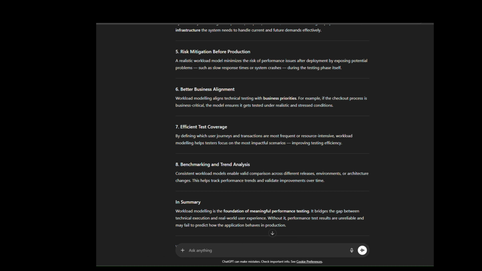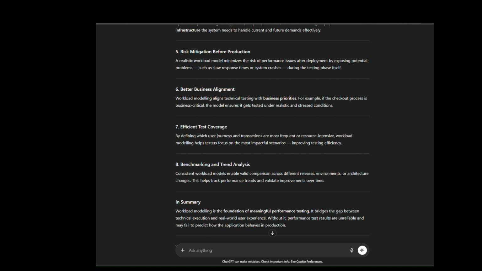7. Efficient test coverage. By defining which user journeys and transactions are most frequent or resource intensive, workload modeling helps testers focus on the most impactful scenarios, improving testing efficiency. 8. Benchmarking and trend analysis. Consistent workload models enable valid comparison across different releases, environments, or architecture changes. This helps track performance trends and validate improvements over time.